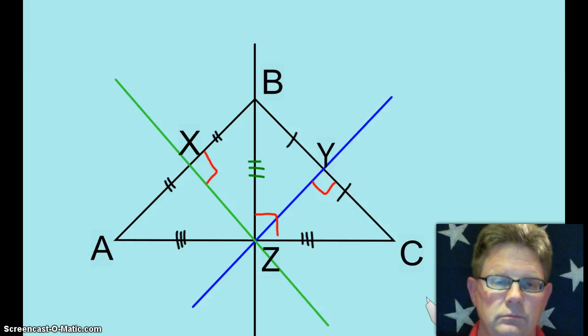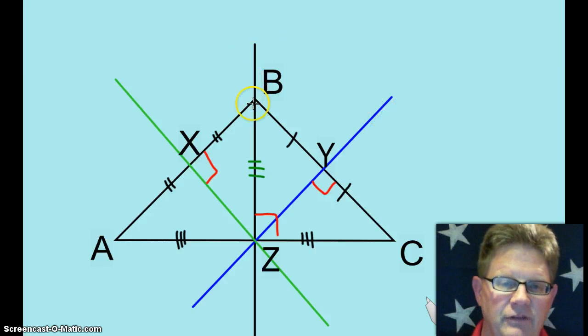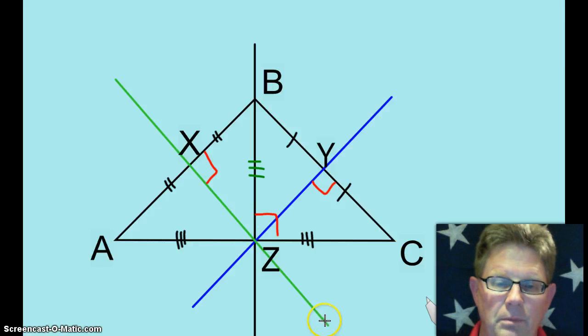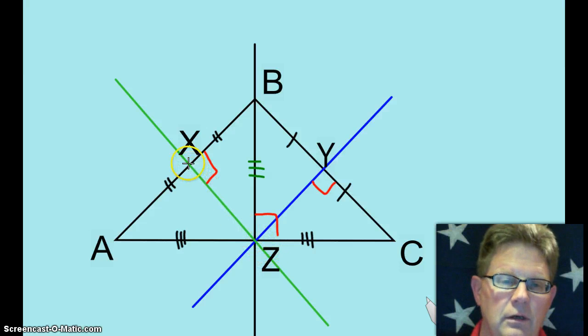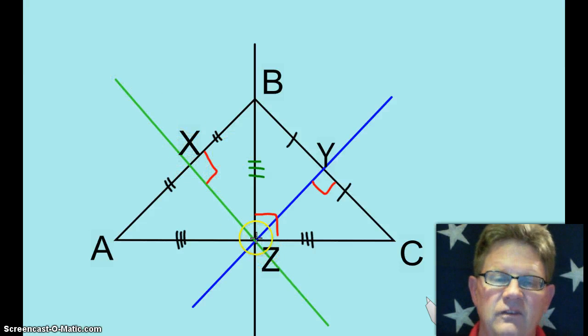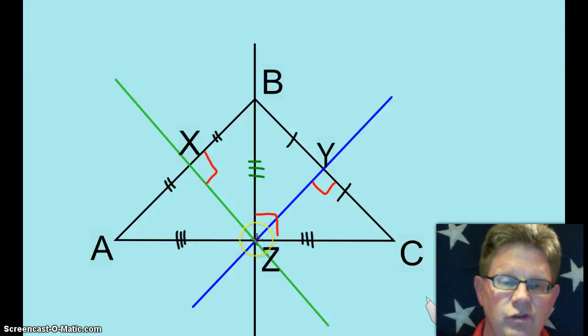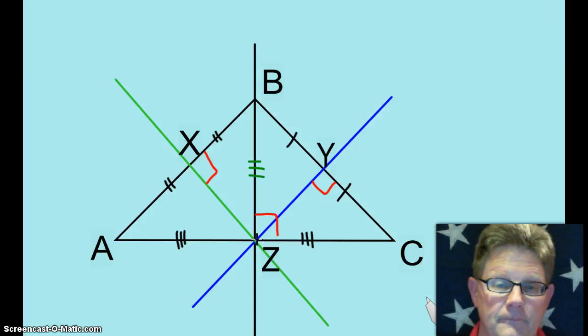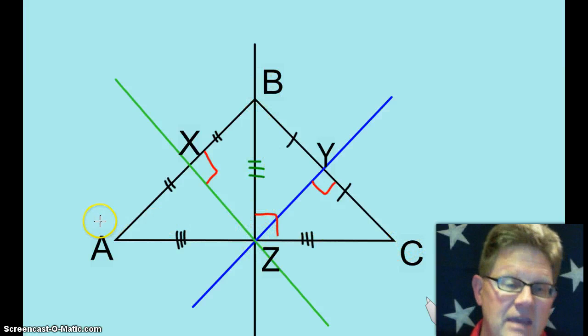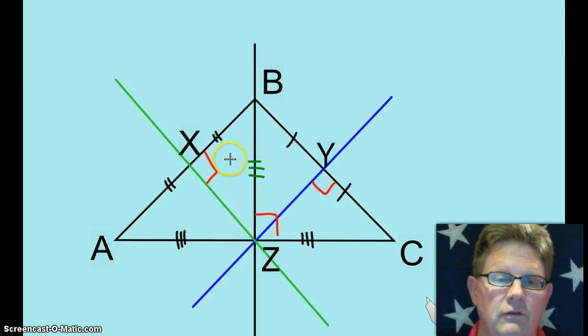There you go. I have a blue perpendicular bisector of segment BC. I have a black perpendicular bisector of segment AC. I have a green perpendicular bisector of segment AB. Z is the point of concurrency that's called the circumcenter. It is equidistant. It's the same distance from C as it is B as it is A. Z is equidistant from the three vertices.